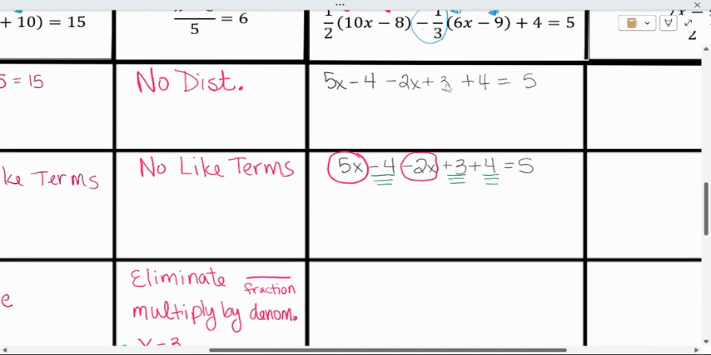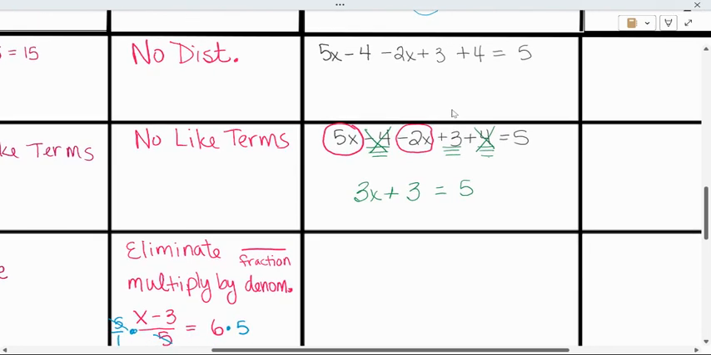So let's see. What is 5x minus 2x? 3x. Good job. And what is negative 4 plus 3 plus 4? Do you guys see that you have a negative 4 and a positive 4? What do those do to each other? If I have 4 negatives and I have 4 positives, those do what to each other? They cancel each other out. So whenever I see something like that, I just cross them out. So really all I have on that side is a plus 3 equals 5.